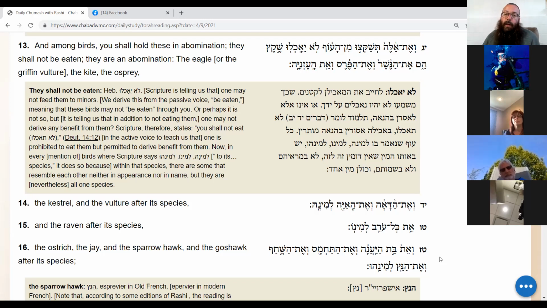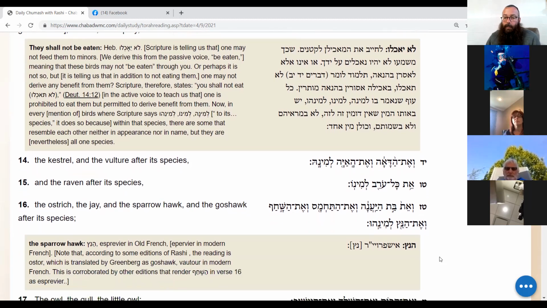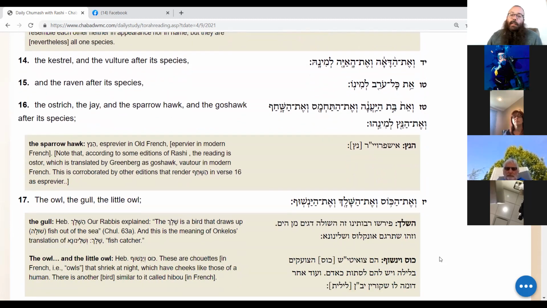Okay. You shouldn't eat these birds that we're going to tell you. Sheketz heim, they are abominable. And here they are, es hanesher, which is the eagle, ves haperes vehas haoznia, the griffin vulture, the kite, and the osprey. Those birds are not allowed to be eaten. Those are the first three. Let's continue going. Ves hadoya, ves ha'aya lemina. And then the next two, the kestrel and the vulture. We now are up to five.